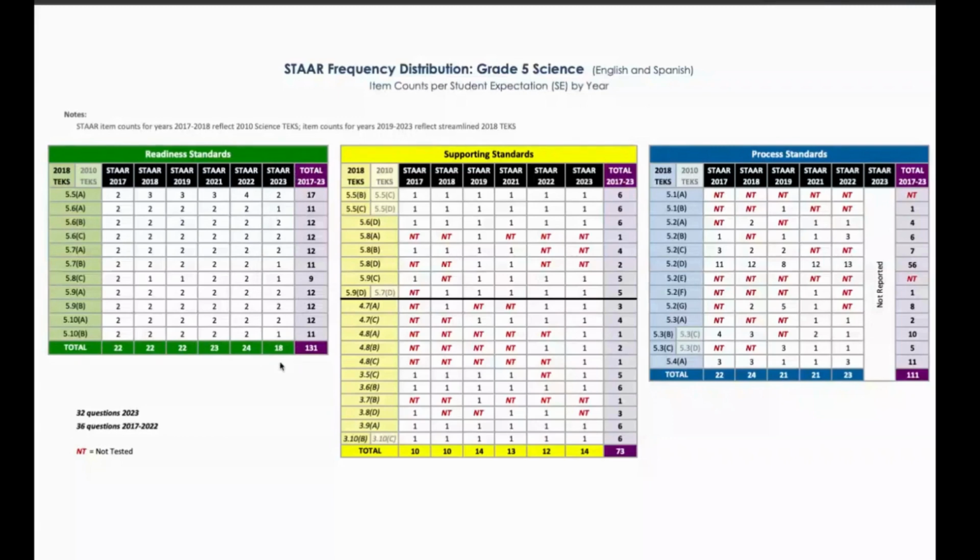That's why earlier I suggested for you to focus on your reteach and spiraling piece within the readiness standards first, and then move on to the supporting standards, noting obviously the ones that are mostly tested throughout the years with STAR.